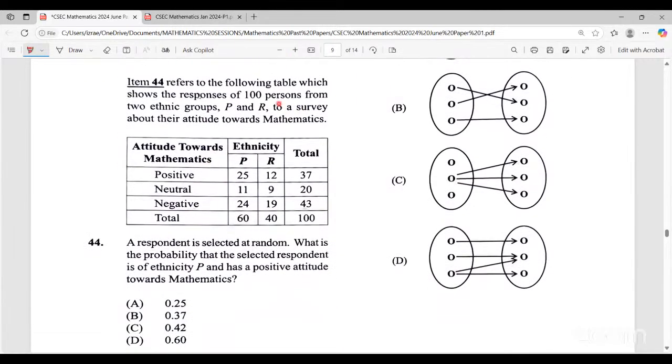Refer to the following table, which shows the responses of 100 persons from two ethnic groups P and R to a survey about their attitude toward maths. We are seeing it here. A respondent is selected at random. What is the probability that the respondent is of ethnicity P and has a positive attitude towards maths? Ethnicity P, positive attitude towards maths: 25. 25 over 100, correct, total amount. 25 over 100 is 0.25. That's A.